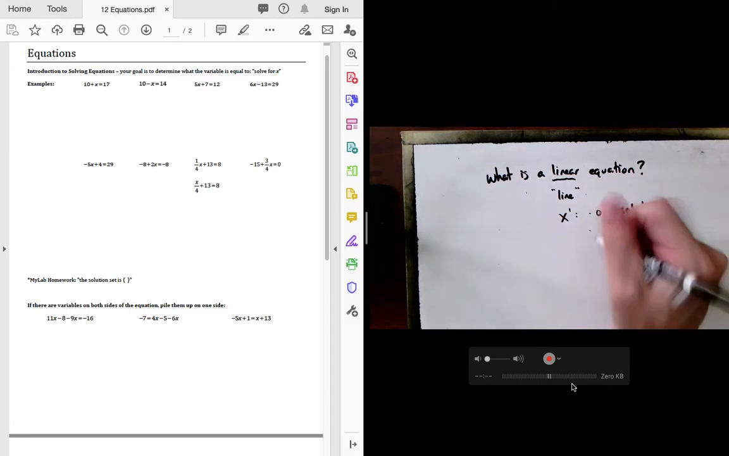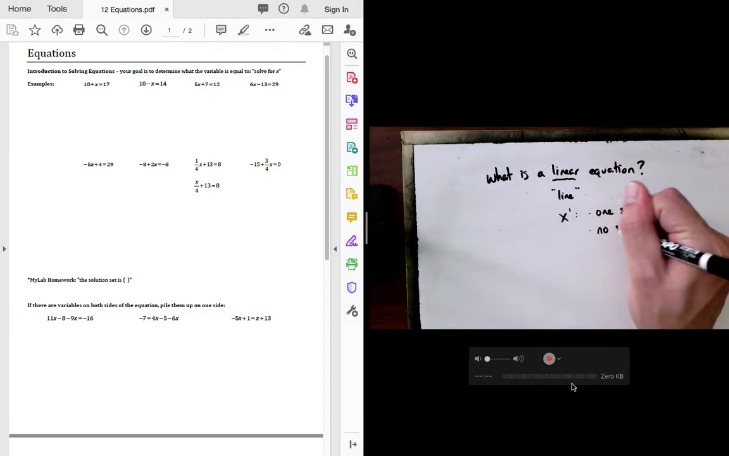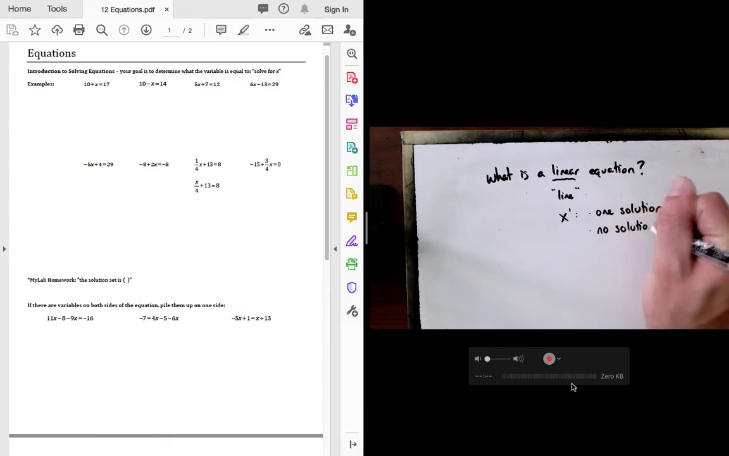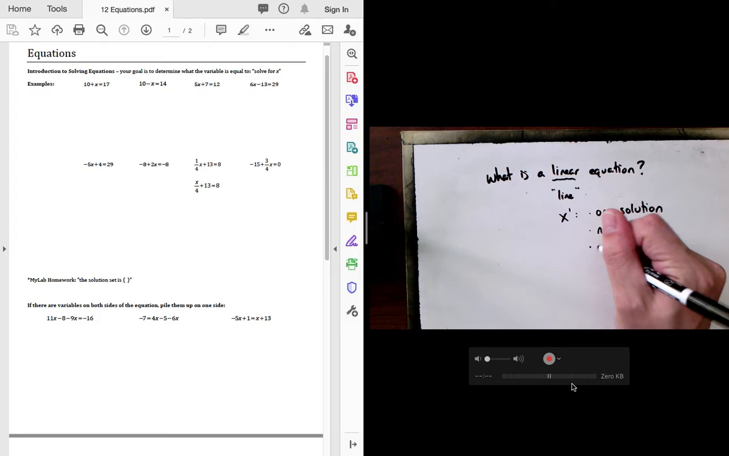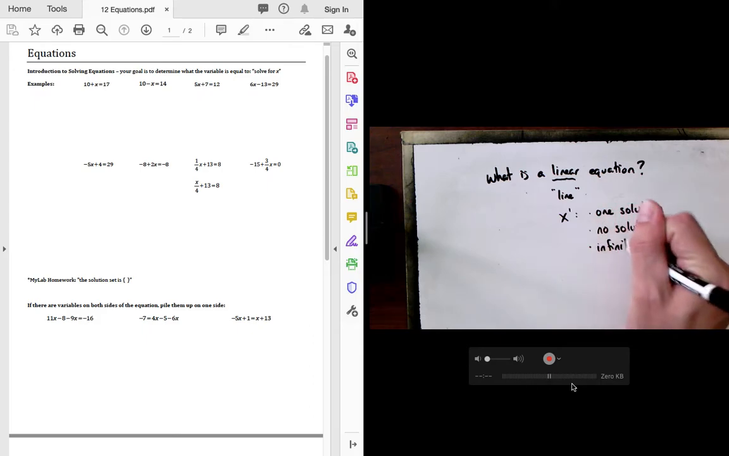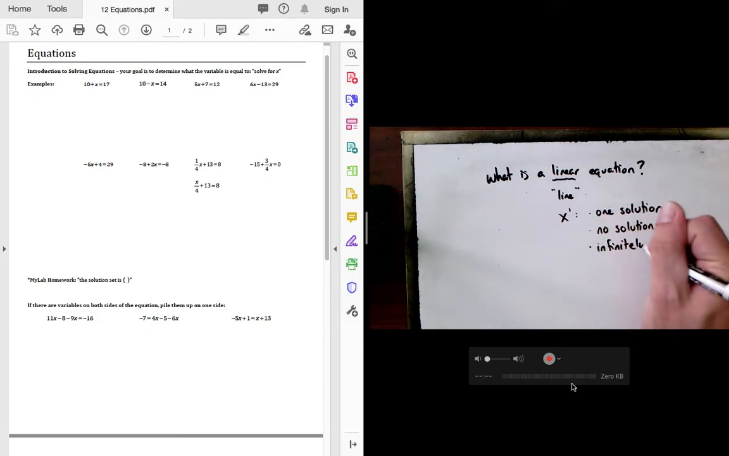A linear equation could have no solutions, or an x to the first power linear equation could have infinitely many solutions, meaning every real number that we can come up with would be a solution. So every number can be a solution, no number can be a solution, or one number can be a solution. What this means is that we can't have a finite number of solutions greater than 1.